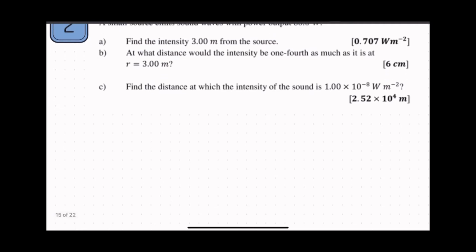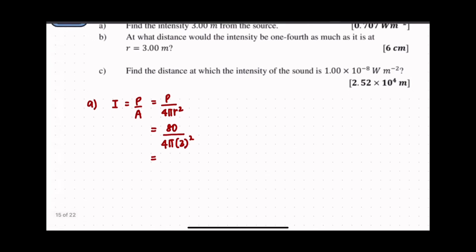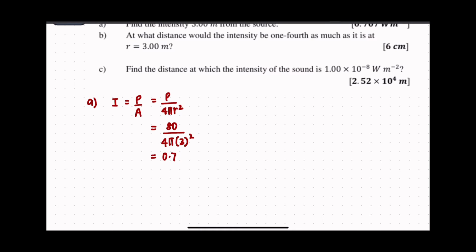Okay, for part A first. Intensity is equal to power divided by area, and the area is 4 pi r squared. The power given is 80 watts divided by 4 pi, r is 3 meters squared. And then we get the value of the intensity at 3 meters, which is 0.707 watt per meter squared.